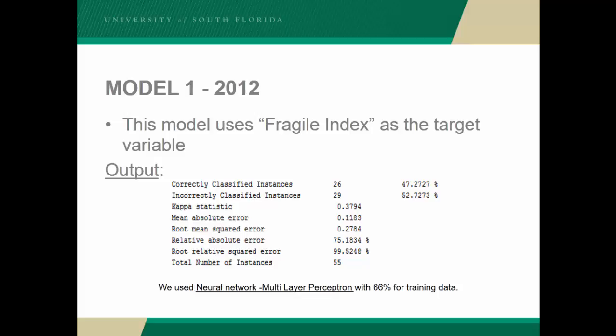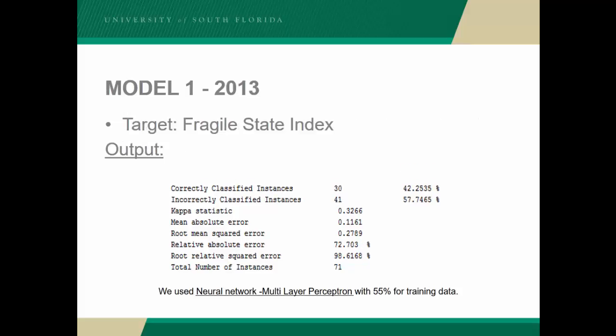The first model which I'm going to show you is where we have the target as fragile index, and we have used neural networks, which is multi-layer perceptron, with 66% of training data, and we have got 47% accuracy. The data which we have taken was the 2012 data. The next model is for the 2013 data, and here also the target is fragile state index. We have again used neural network, multi-layer perceptron, with 55% of training data, and finally we have got 42% as the best accuracy.